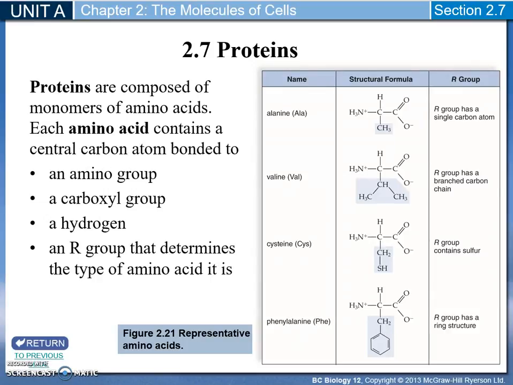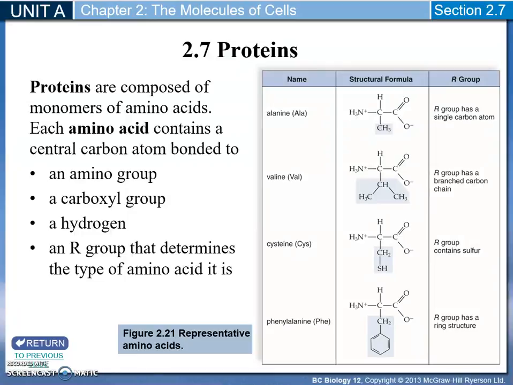So proteins are composed of monomers of amino acids, and each amino acid contains a central carbon atom, which is bonded to 4 different things. So each carbon atom is bonded to an amino group, which is the NH3+ that you can see on the left side of the diagram of each one of these. You also have a bond to a carboxyl group, which is a carbon attached to 2 oxygens, one of which is a double bonded oxygen plus one other oxygen. We also have a hydrogen bonded to each one of those carbon atoms.